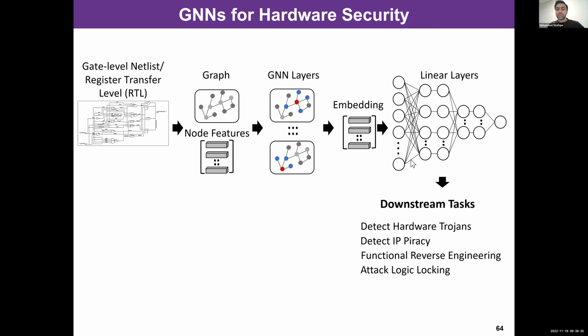The downstream tasks which are typically done are detecting hardware trojans. People have done that. UCI has some work in this area. Also detecting IP piracy, functional reverse engineering, as well as attacking logic locking.